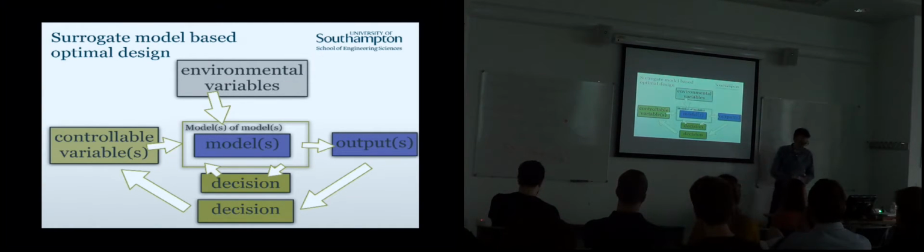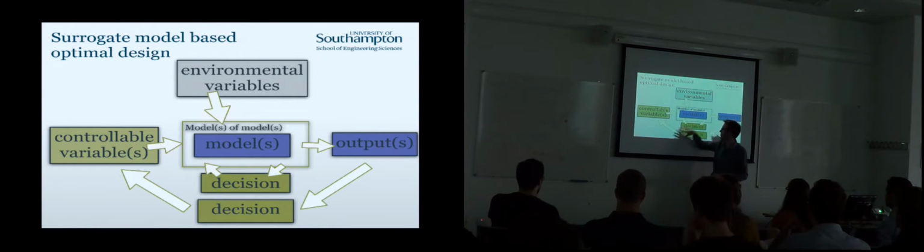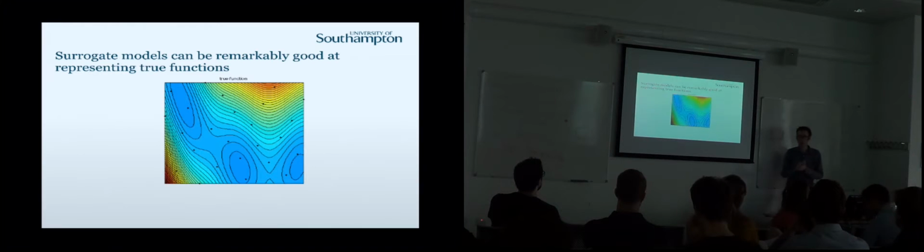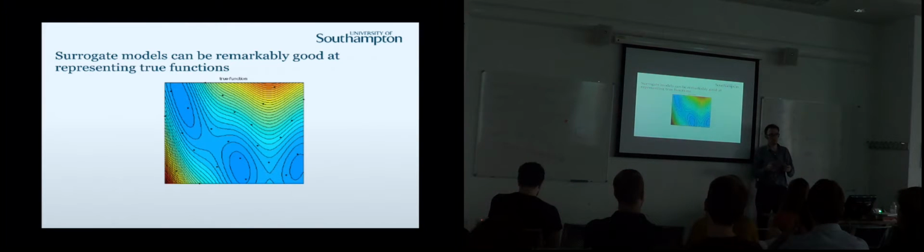Okay, so we're going to use surrogate models to do optimization by putting them in the middle of this loop of controllable variables, figuring out what's going to happen, and making decisions. So what we need to do to build a surrogate model is we need to run a load of experiments to begin with. So rather than actually having the physics present in the model, we're going to use some statistics. It could be a polynomial model, it could be a Gaussian process model.